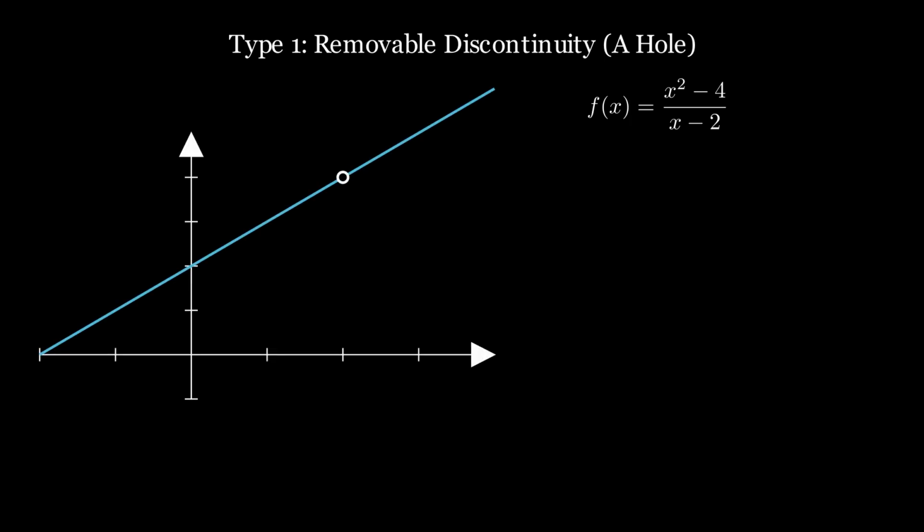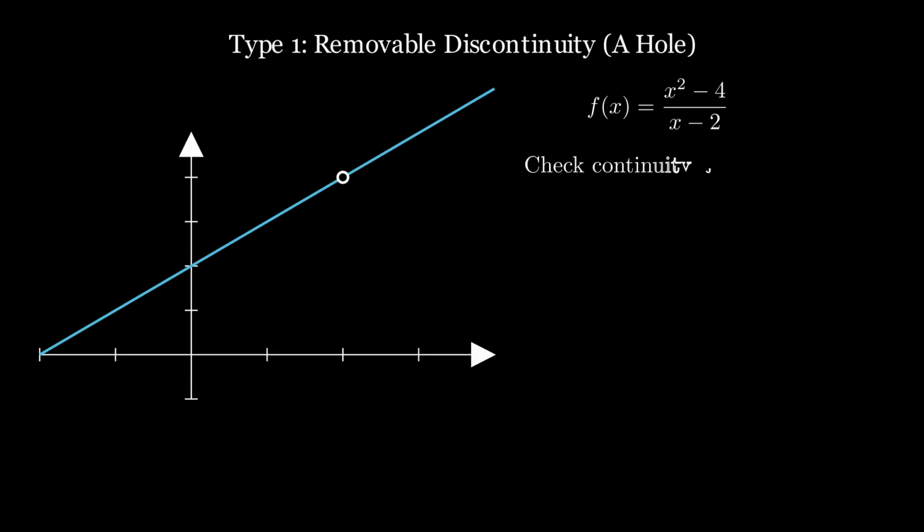Let's see what happens when a condition fails. First up is a removable discontinuity, which looks like a hole in the graph. Consider the function f of x equals x squared minus 4 all over x minus 2. At x equals 2, there is a hole in the graph.